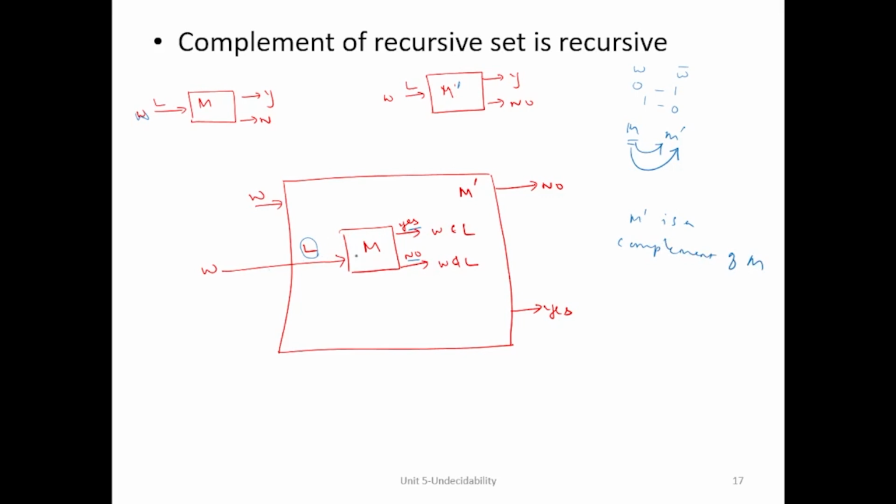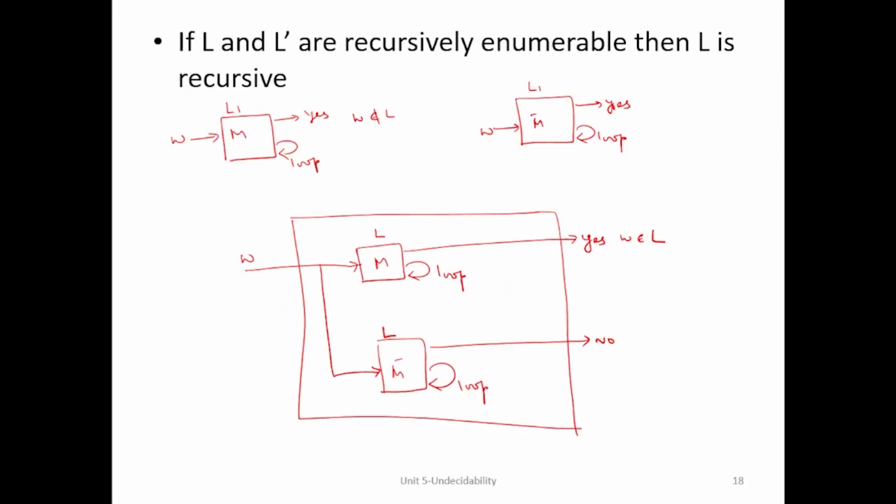So if W is accepted by M, it will not be accepted by M dash. If W is not accepted by M, it will be accepted by M dash. So this is the complement. So the complement of a recursive set is also recursive. And this is the fourth property. Consider L and L dash are recursively enumerable, then L should be recursive.